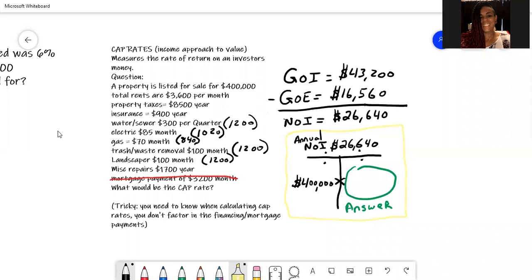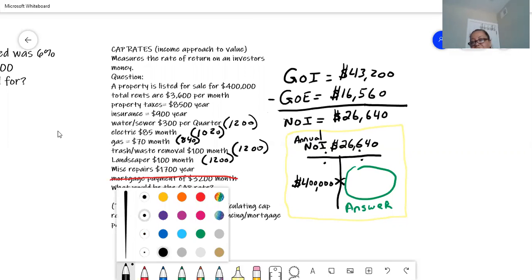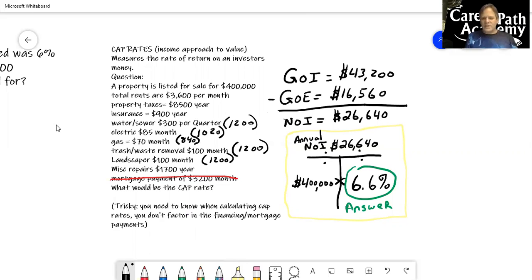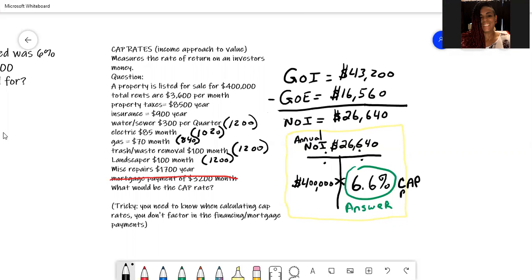So I'm just going to put 6.6. We don't need to get down to the exact decimals, because if you multiply it, 400 times 7% comes up to 28,000. All right. So there we go. So 6.6% is your cap rate, which is 0.066.